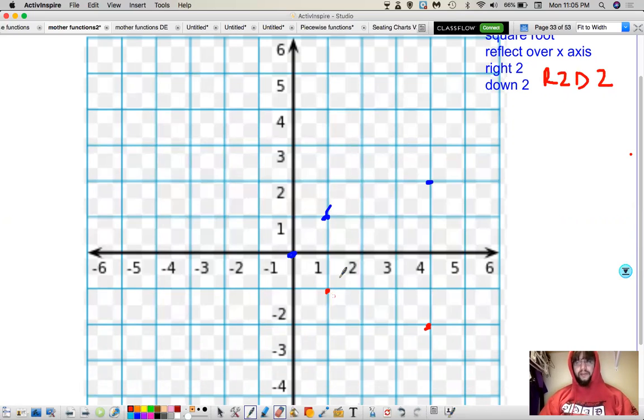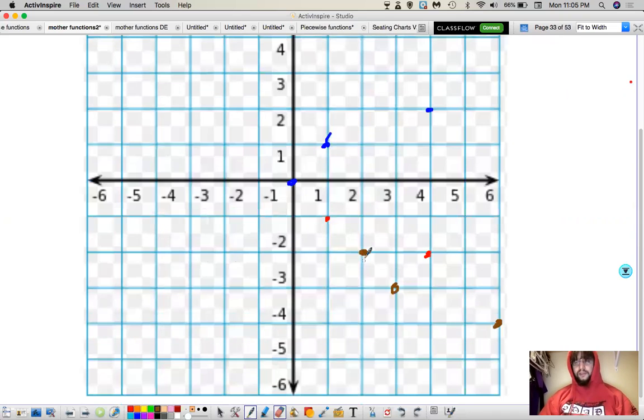Anyway, right. Well, let me start here. Let me change the color. Right 2, down 2. So this guy's floating down here in the middle of nowhere. There it goes. It doesn't suck at all. That's it. That's the graph.